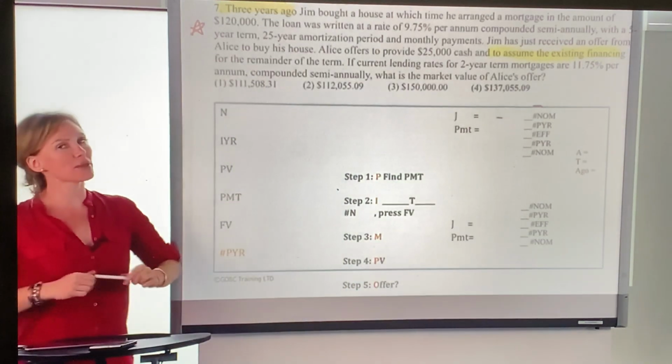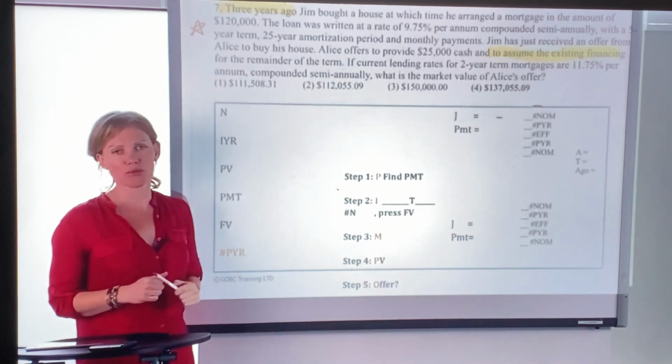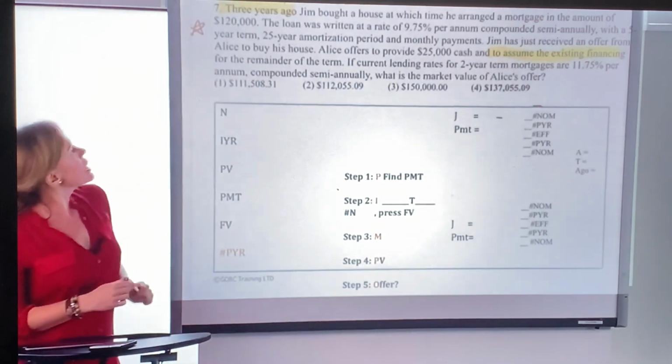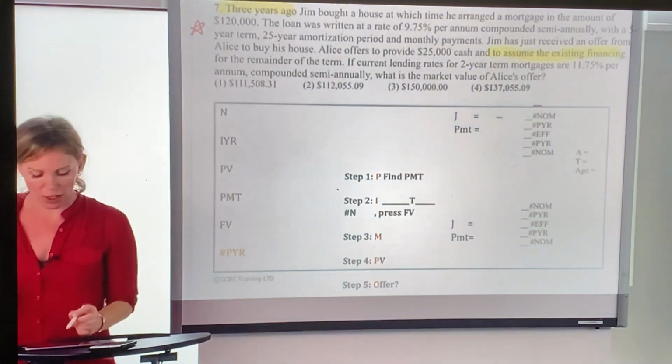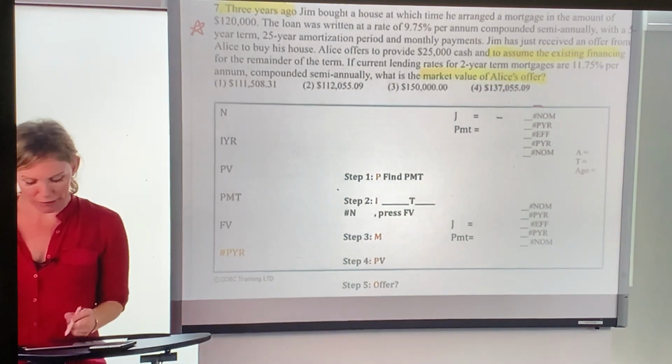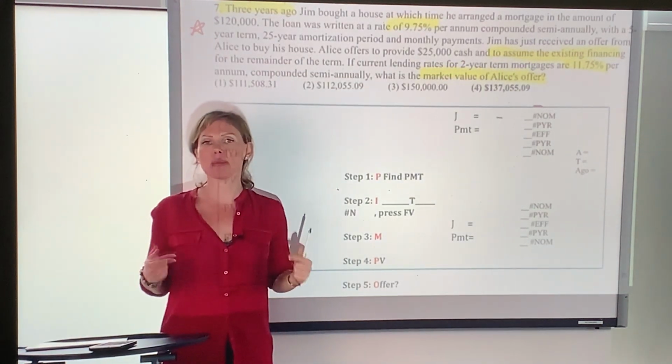Okay? This is where it gets a bit different, and this is why I want you to pay attention, because we'll have to do extra steps in step number 2. That's the only difference. We have to do something extra in here. Current lending rate for 2 year mortgage terms is 11.75, compounded semi-annually. What is the market value of an offer? So you're looking for the market value of an offer. You see that we have 2 rates in the question, 9.75 and 11.75, so you know that is a PIMPO question.